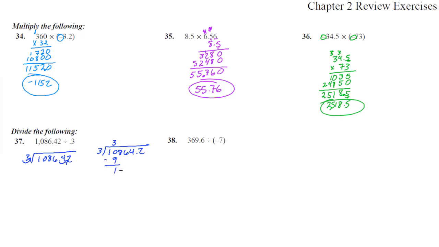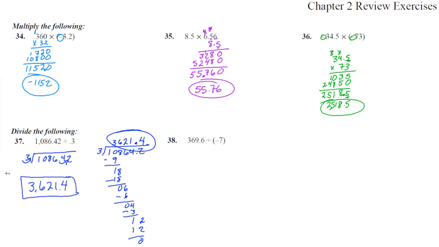Subtract that, and we get a 1. Drop down the 8. 3 goes into 18 evenly 6 times. 6 times 3 is 18. Subtract that. That goes to 0. Drop down the 6. 3 goes into 6 2 times, right on. Subtract, and we get a 0. Drop down the 4. 3 goes into 4 1 time. 1 times 3 is 3. Subtract, and we get a 1. And drop down the 2. 3 goes into 12. Put that decimal place there first. 3 goes into 12. 4 times. Oh, it came out so nice. 3,621.4. It's a good looking number.